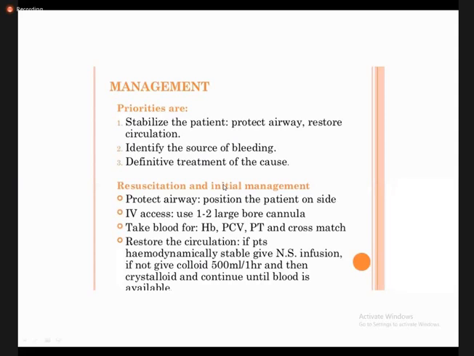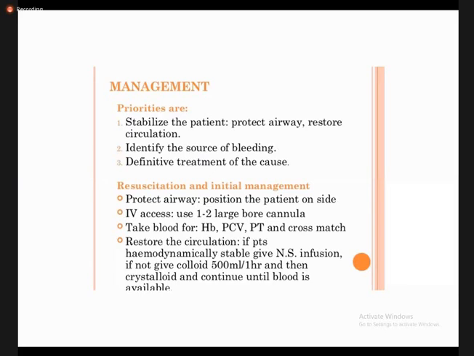Now, after we have diagnosed, taken the history and examination, and assessed the severity of the bleed, how do we manage the patient? This is the most important. Definitely, this is the reason for doing all this, that we have to manage the GI bleed.